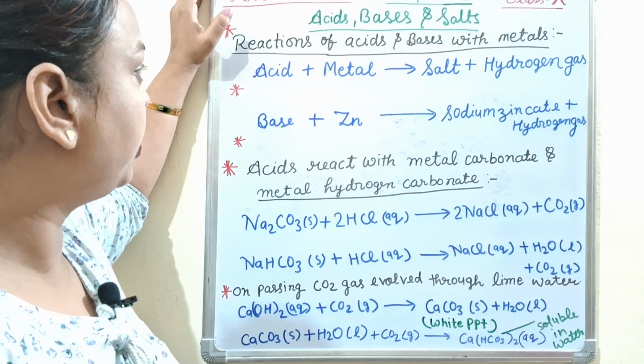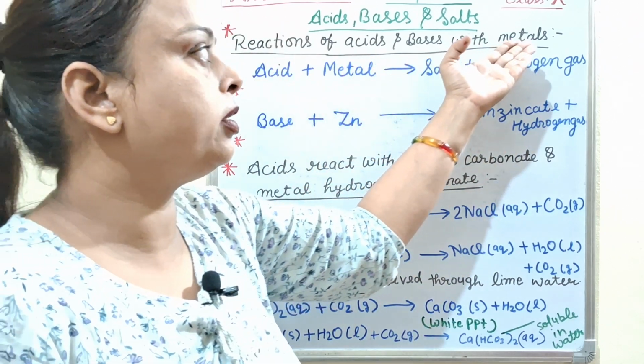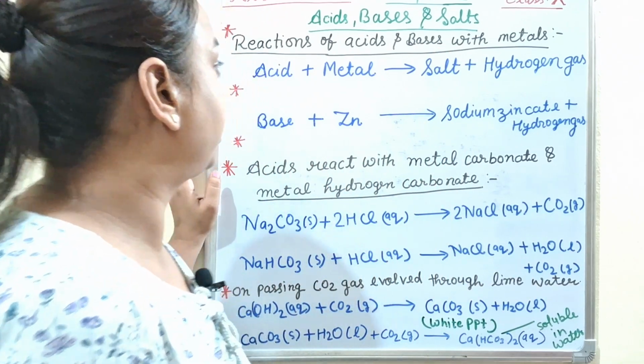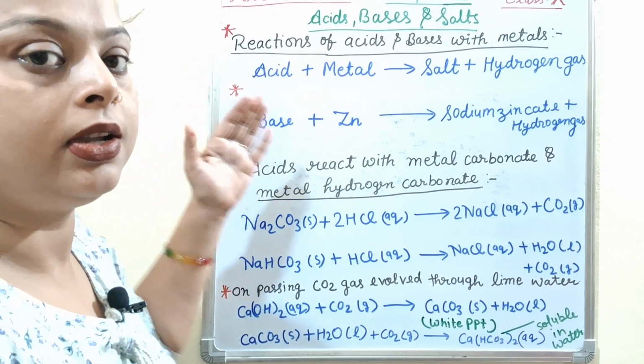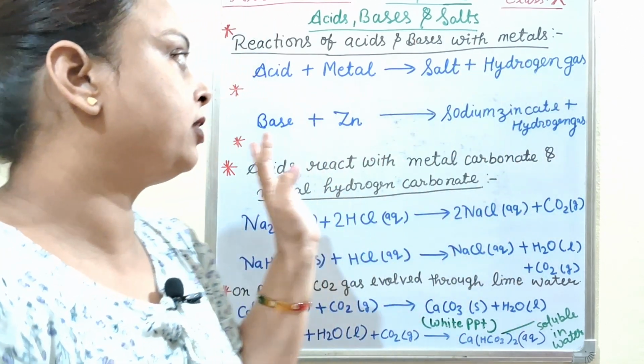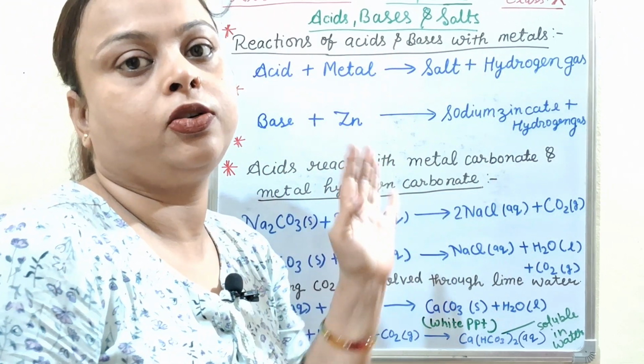Now come to the topic reactions. Reactions of acids and bases with metals. Acid reacts with metal and forms salt plus hydrogen gas. Acid reacts with metal, forms salt and hydrogen gas.